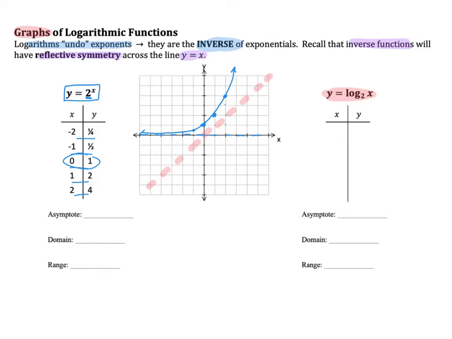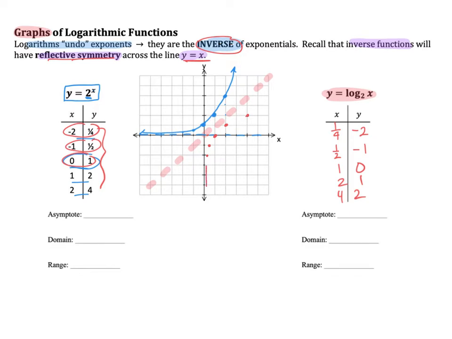Okay, now, if the logarithm is the inverse of an exponent and it's reflective across this line, that just means we're simply going to switch the x and y coordinates and graph them. So when x is 1/4, y is -2. When x is 1/2, y is -1. When x is 1, y is 0. So I'm switching these ordered pairs. And now I'm going to graph them. 1/4, I'm going to get -2. 1/2 is -1. 1 is 0. 2, 1. And 4, 2.